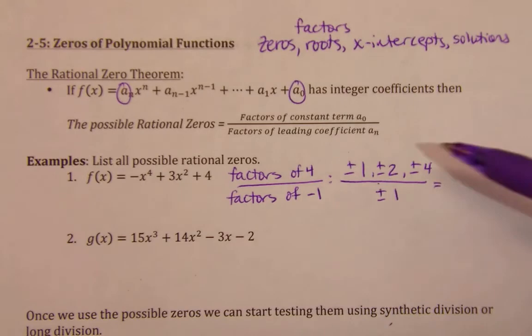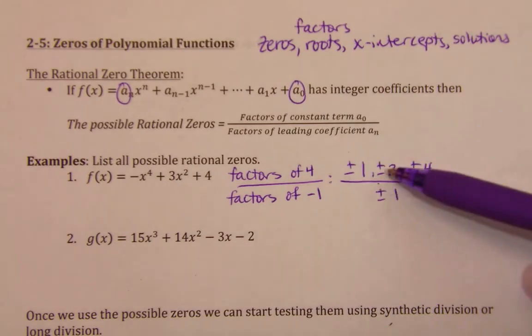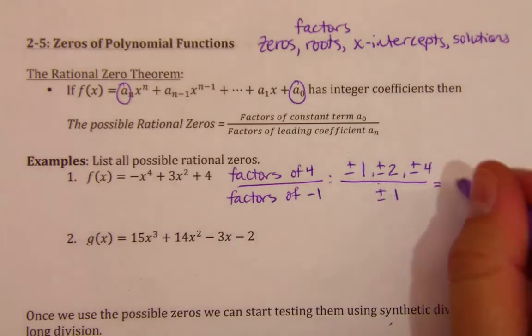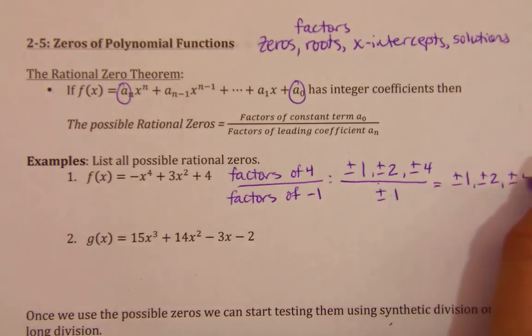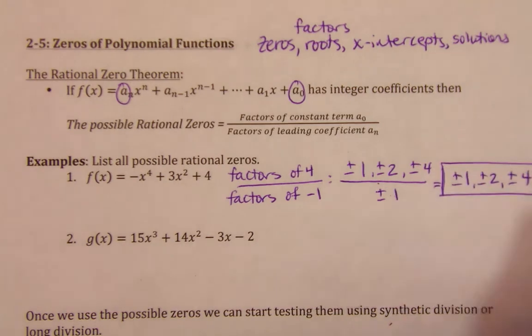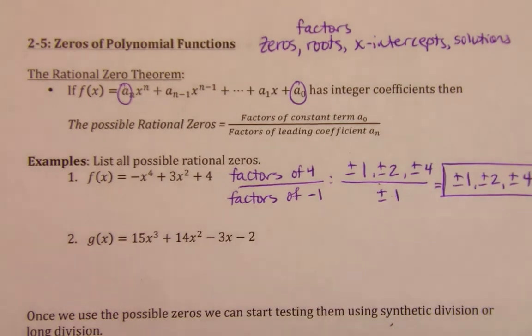So what we're going to do here then is match each of these up. So we have 1 over 1, 2 over 1, 4 over 1. So plus or minus 1, plus or minus 2, plus or minus 4. And those are all of the possible roots of this polynomial.